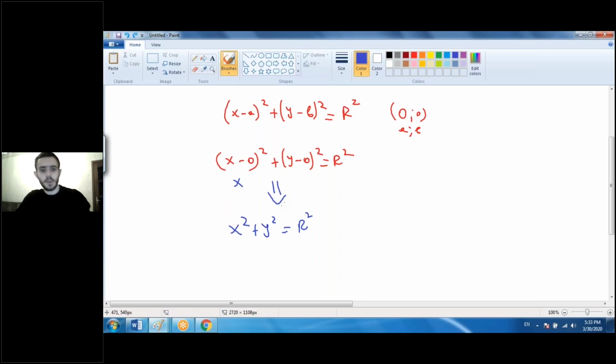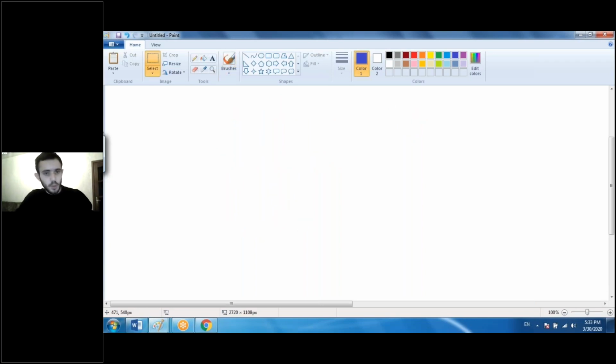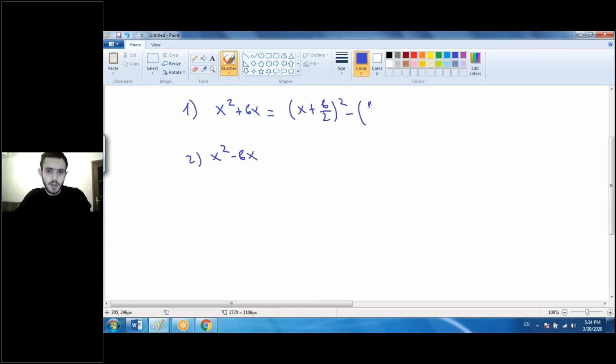So, what you should remember when you're solving circle equation problems. The first thing is the formulas of completing the square: x² + bx and x² − bx. The first one is equal to (x + b/2)² − (b/2)². And the second is very similar to the first one, but here we have a minus in the first bracket. So these two are the formulas of completing the square.